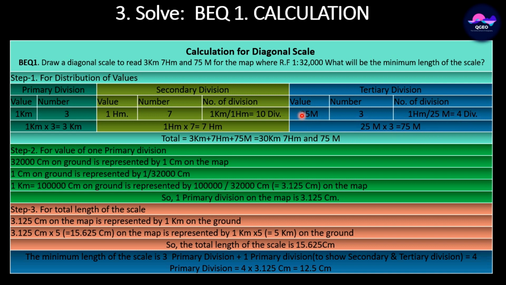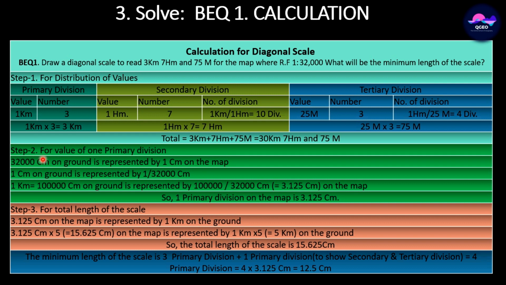It is the easiest way. You can take here only 5 meter, then it will be 20 divisions. You can also do it, but it is more time taking. So we can do it easily with less time. In this way we can proceed.